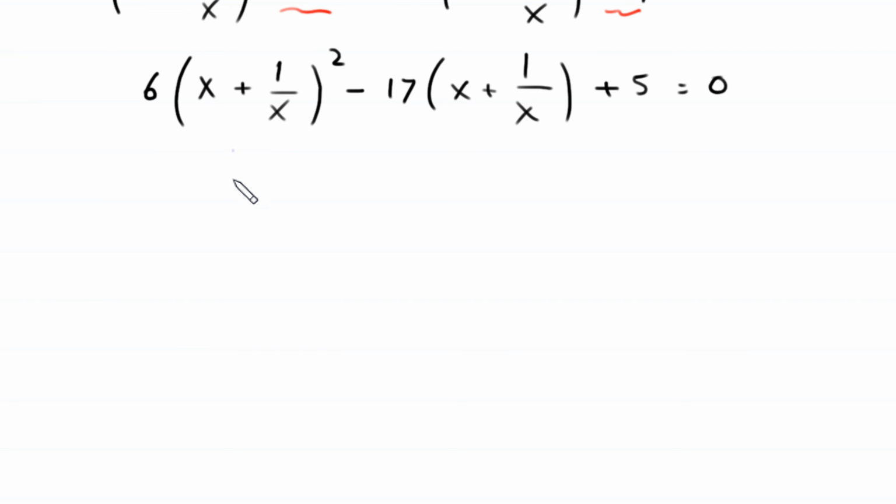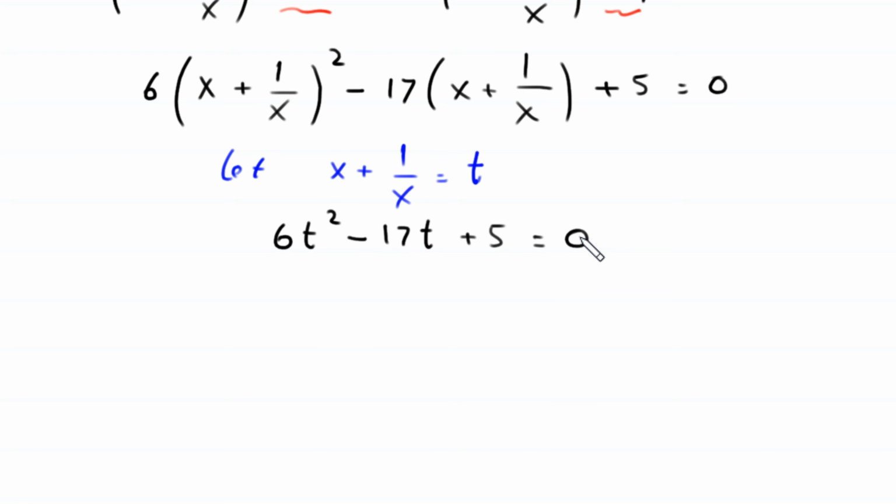Now we suppose that x plus 1 over x equal to t. So this equation will become 6t squared minus 17 times t plus 5 equal to 0. Now this is a quadratic equation and is factorable. We write this 6t squared.